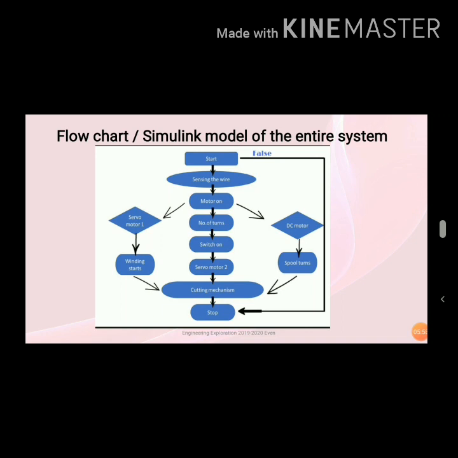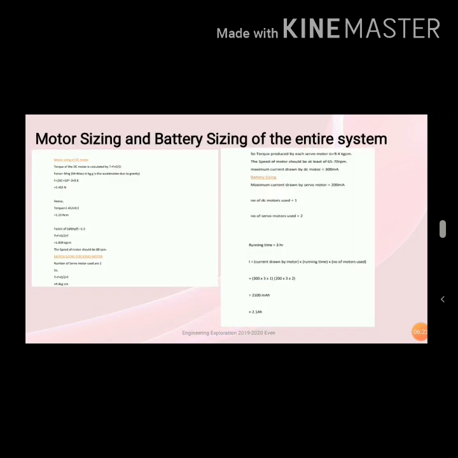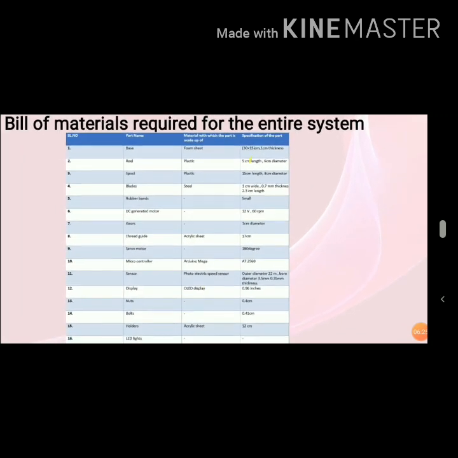First, we initiate the start and then it senses the wire, then the motor is on. After the motor is on, servo motor 1 is on and the winding starts. Simultaneously, the DC motor is on and the spool turns. Then the number of turns is counted, then we switch on servo motor 2, the cutting mechanism, and then the end of the mechanism.